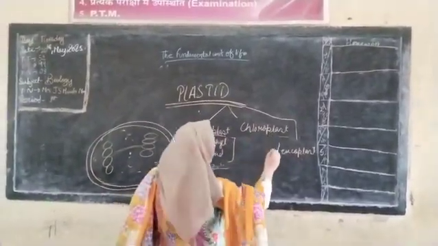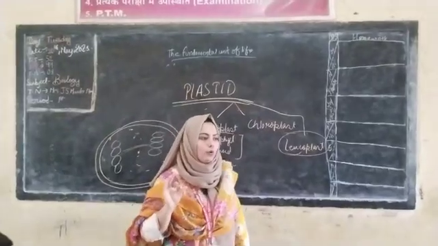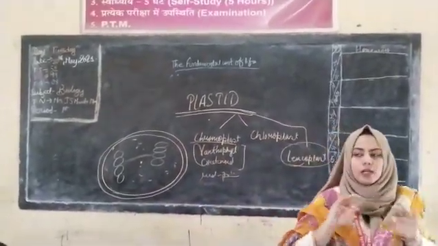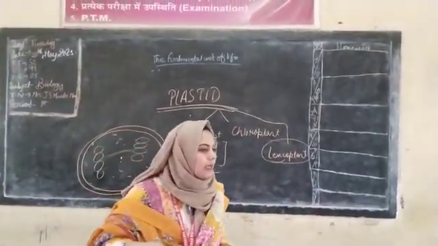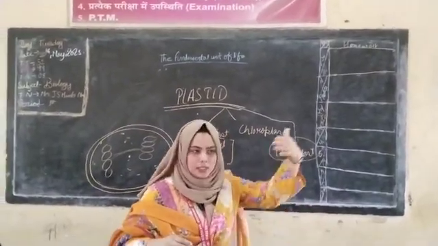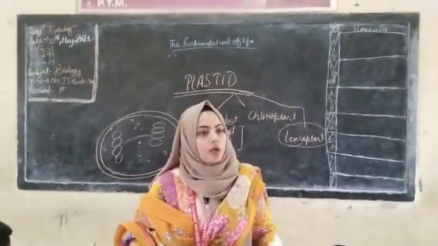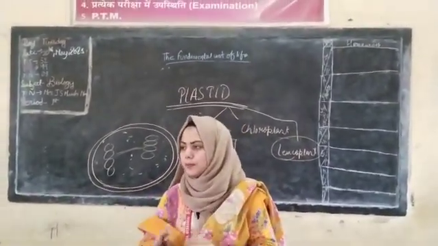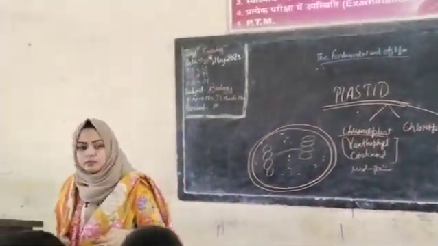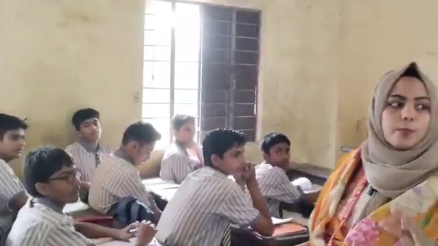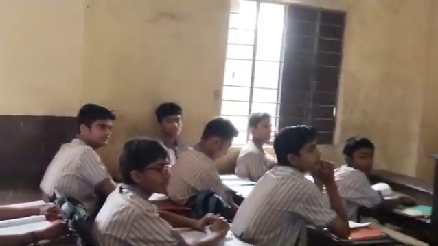The third type of plastid is leucoplast. What is leucoplast? Leucoplast is basically a colorless plastid. It does not have any color to give for. But then why it is in the category of plastid? It must be somewhere else. Right? Leucoplast is a colorless plastid which is responsible for storage. Storage of what, students? Storage of the foods which plants have made during the time of photosynthesis.